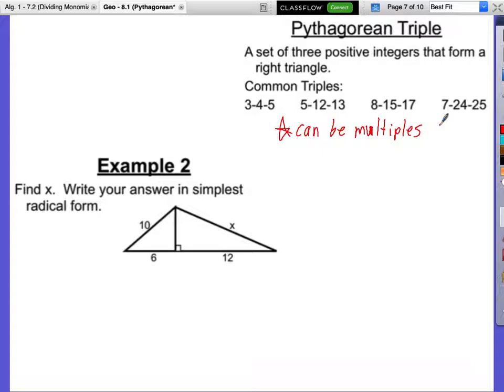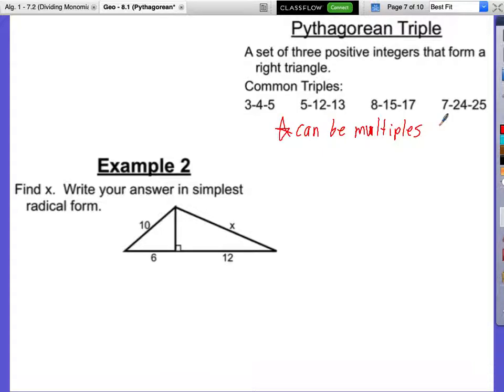For these Pythagorean triples, I want you to put in the star. They can be multiples of this. That means you can multiply the whole triple. So you can have a right triangle with lengths 3, 4, and 5. You can also have it with double this, where it's 6, 8, and 10. Or tripled, 9, 12, 15. 4 times, 12, 16, 20. And so on and so forth. All of these triples, you can multiply them to find other ones.